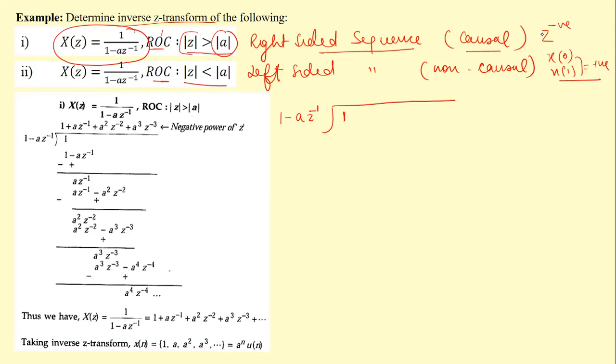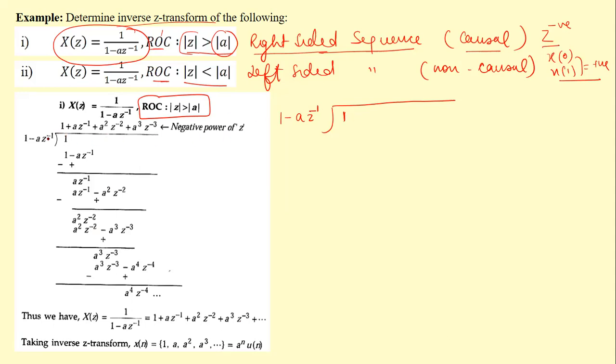This is what we have to take care of in case the ROC is for some values of z greater than a. So that means if we have a right-sided causal sequence, in that case the power of z would be negative and the data points are positive. So let us divide this one.